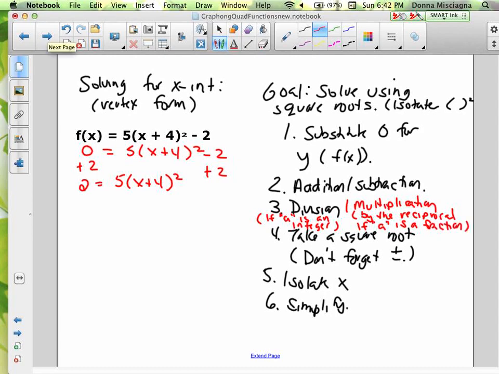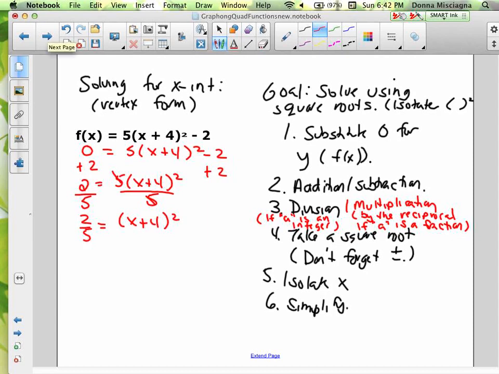All right, so in this case, it's not a fraction, it's an integer. So we're going to divide both sides by 5. All right, so now the 5s will cancel, right? So now we have 2/5 equals (x plus 4) squared.